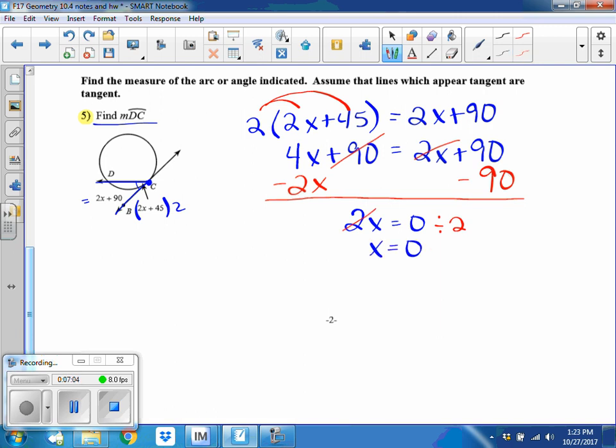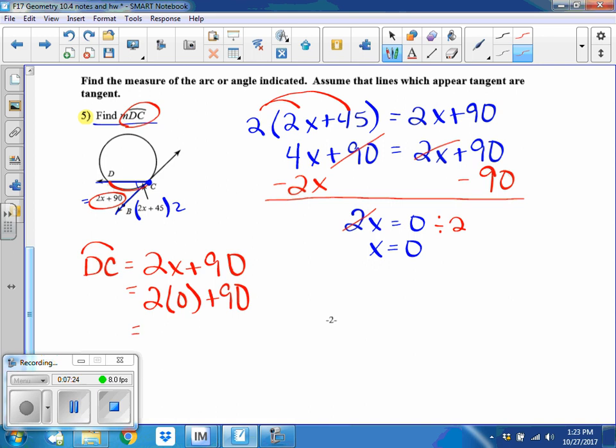Now I'll go back and see what I'm trying to find. I'm trying to find the measure of arc DC. Well, arc DC is this arc right here, which is represented by 2x plus 90. So arc DC is 2x plus 90. Now we know that x is 0, so that equals 90 degrees.